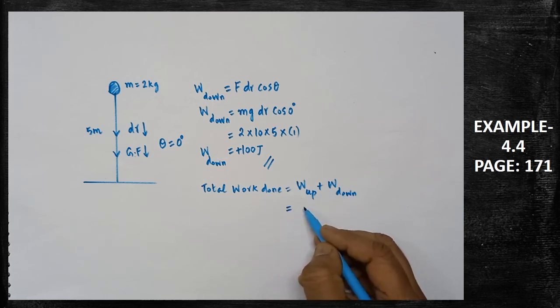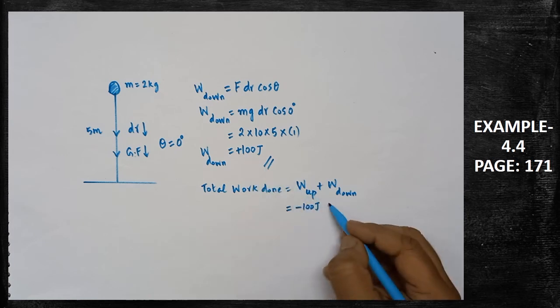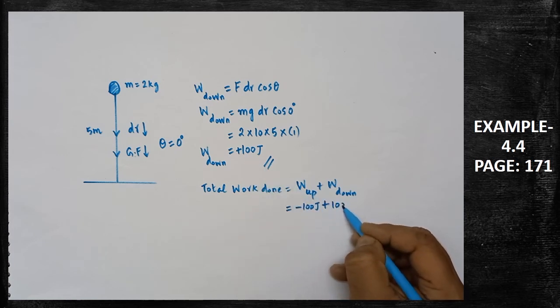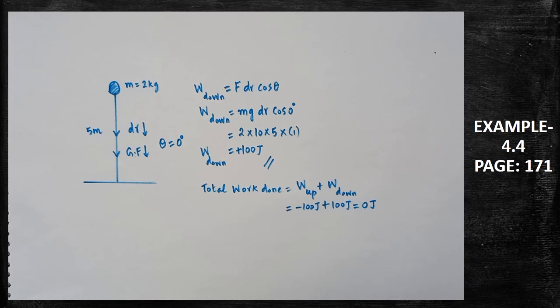We know the value of the work done when the object goes in the upward direction. How much? Minus 100 joule. Here we have calculated plus 100 joule. After substitution, if both are added, you will get 0 joule. Finally, the answer obtained is that gravity does not do any work. Gravity does not transfer any energy. The total work done by the gravity is 0 joule.